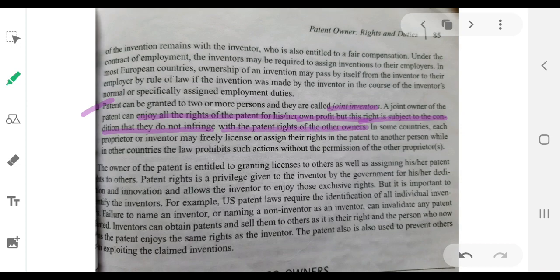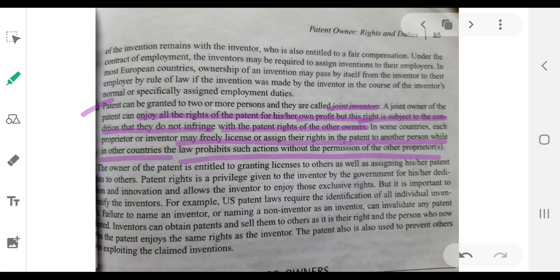So you can enjoy your right, but you should not infringe the patent right of other owners. In some countries, each proprietor or inventor may freely license or assign their rights in the patent to another person, while in other countries the law prohibits such action without the permission of the other proprietor. So the law is different in different countries. Okay. So an example is given: the owner of the patent is entitled to grant a license to others, as well as assign his or her patent to others.